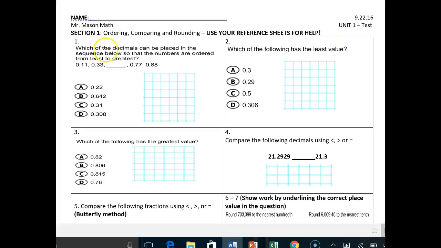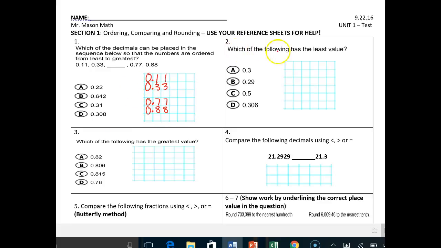Question 1. Which of the decimals can be placed in the sequence below so that the numbers are ordered from least to greatest? So right now these numbers are ordered from least to greatest, and there's a blank here. You need to choose one of these numbers that keeps them in order from least to greatest. I would start off by putting the numbers that you know in our table here, leaving a blank for the number that you're going to put in, and remembering that you can add zeros if you need to. So I would test each one of these numbers to see if you put it in here, will it stay in order from least to greatest? If it does, that's your answer.